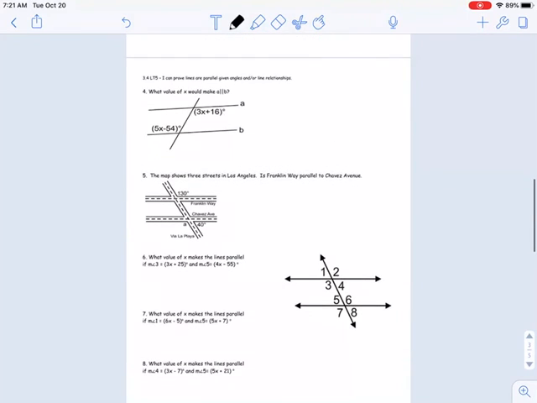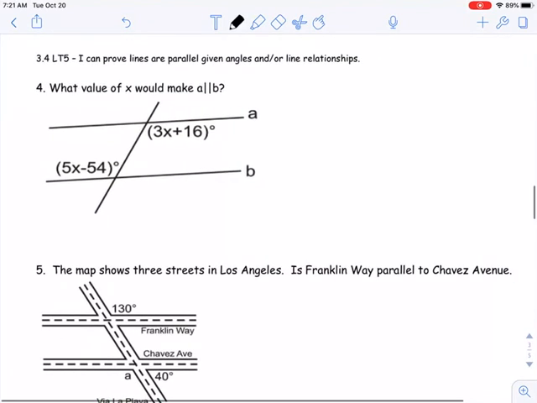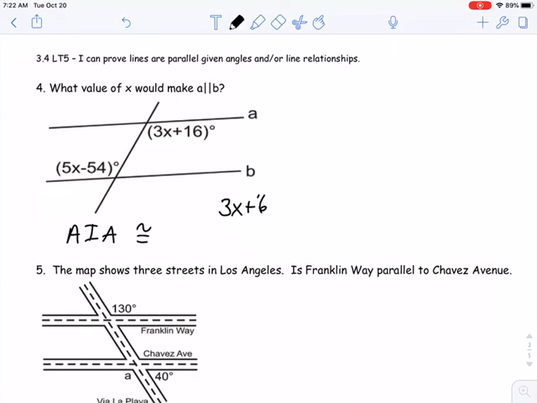Okay, let's do just one more problem for this video. All right. What value of x would make A parallel to B? So we have a pair of alternate interior angles. We need them congruent. So all I'm going to do is 3x plus 16 equals 5x minus 54. Subtract 3x from both sides. I'm going to get 16 equals 2x minus 54.